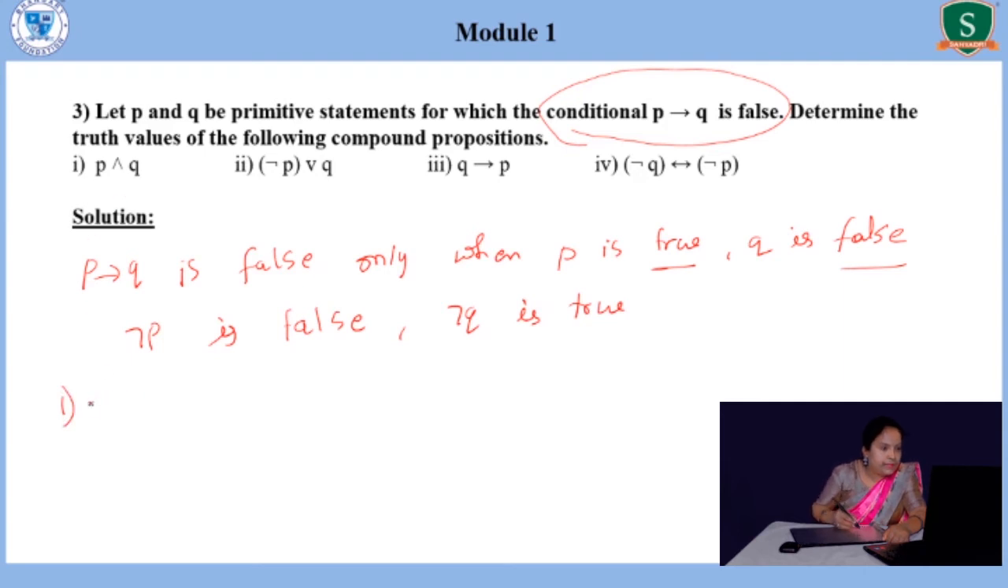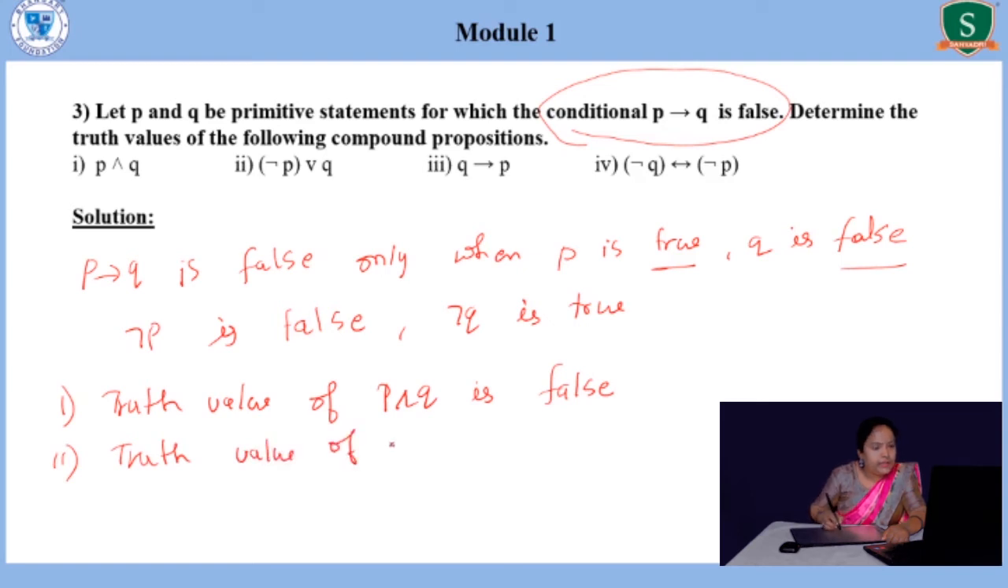What is P and Q? The truth value of P and Q is, what is P? P is true and Q is false. When it is true, false, and if one of the statements is false, then it is false. Okay. Second, the truth value of negation P or Q is, so negation P is false and Q is also false. Both are false, then it is false.